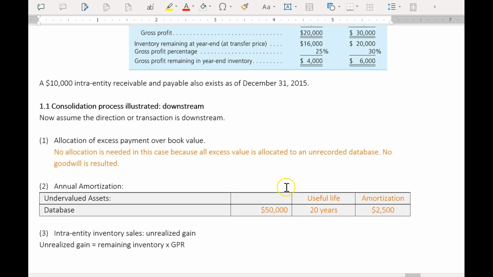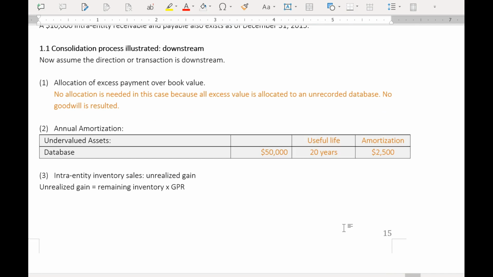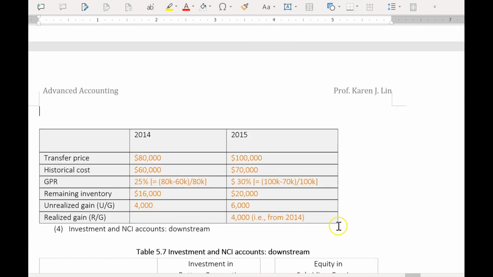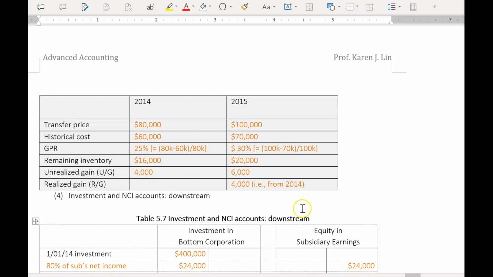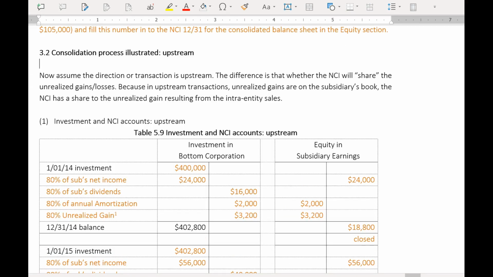Let's talk about the allocation. All excess value over book value is allocated to a database, which is 50,000 and would be amortized using a 20-year useful life. Amortization is 2.5 thousand per year. As we said, the unrealized gain of 2014, 4,000, will be realized in 2015, and 2015 will have an unrealized gain of 6,000. I'm going to go to the upstream case directly and skip the downstream case, and may come back for a brief review of the downstream case, but I want to talk about the upstream case first.